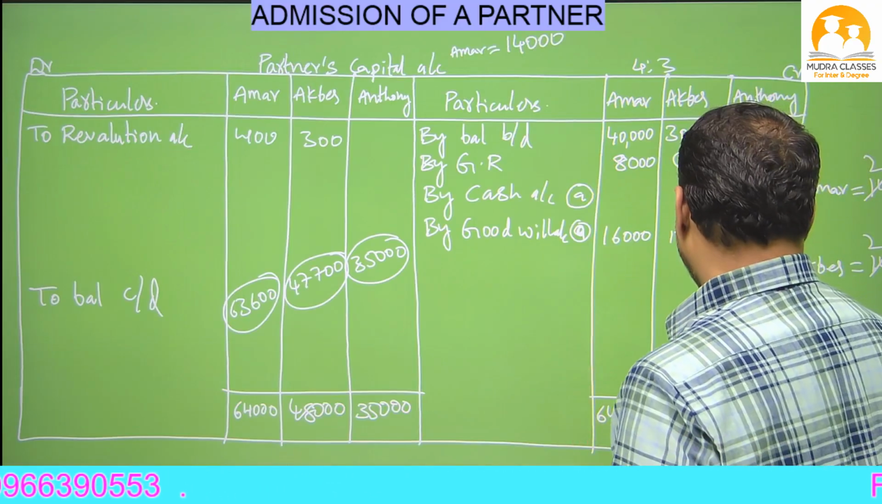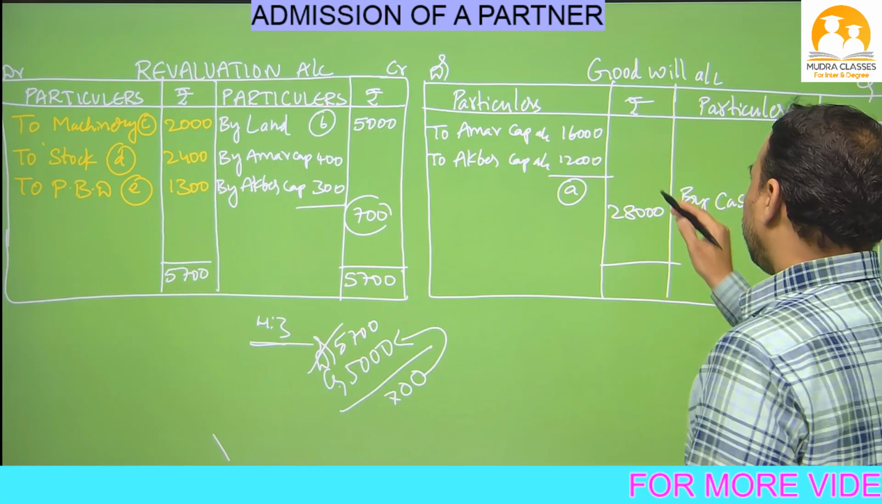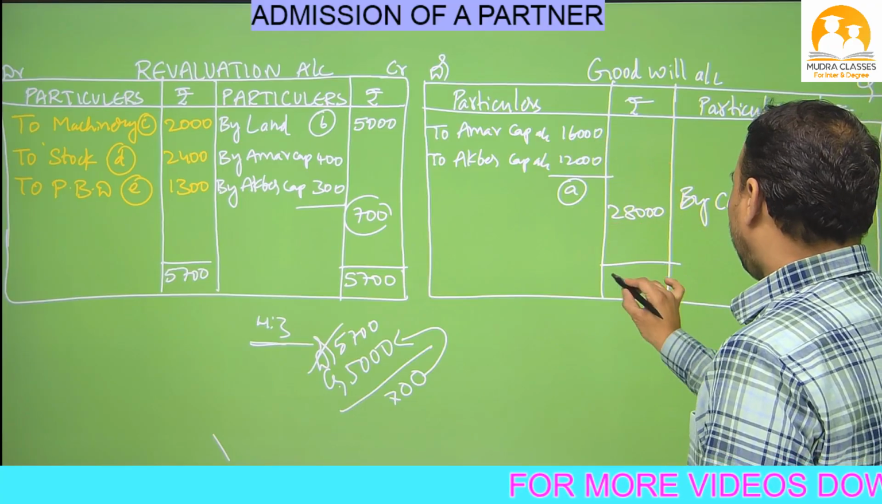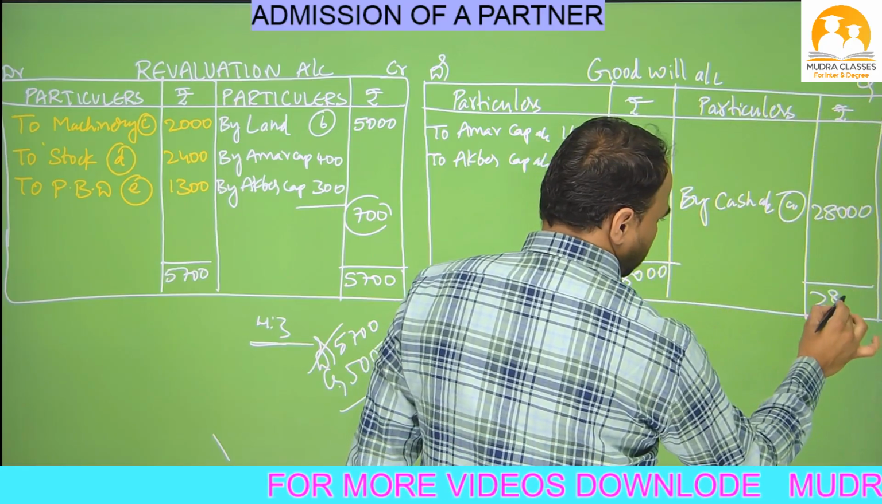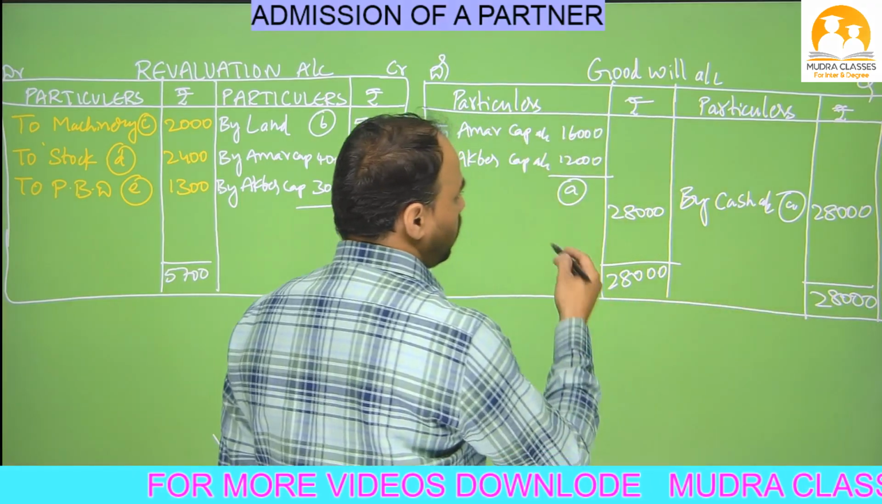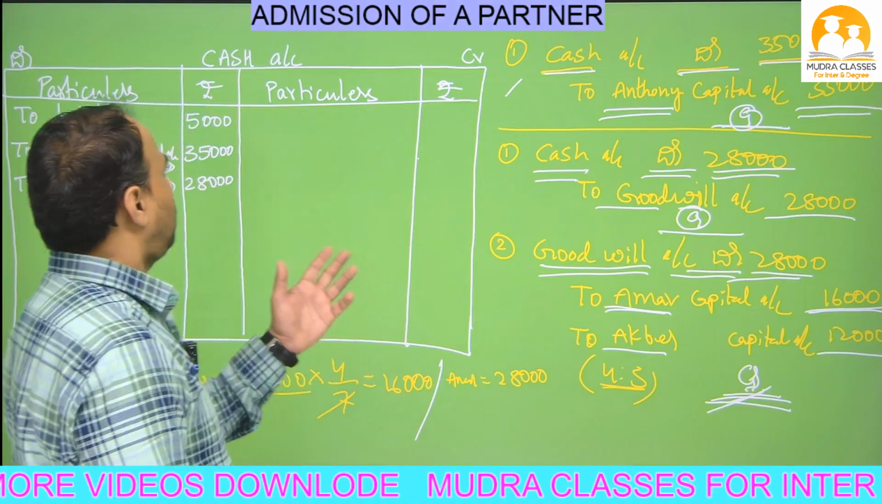So the partners' capital account is completed, the revaluation account is completed, and the goodwill account will also close automatically, because on the debit side we got 28,000 and on the credit side also we have 28,000 rupees. Both sides have the same amount, so the goodwill account closes automatically. Okay. Now let's close the cash account.